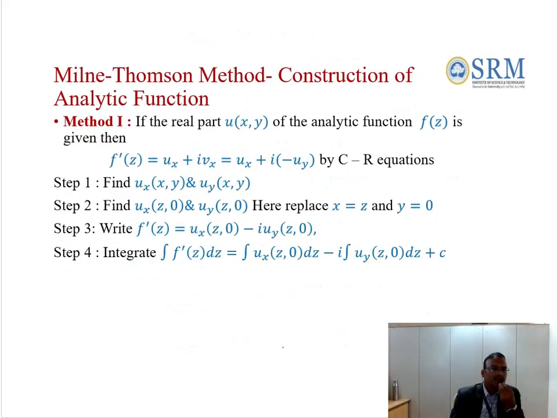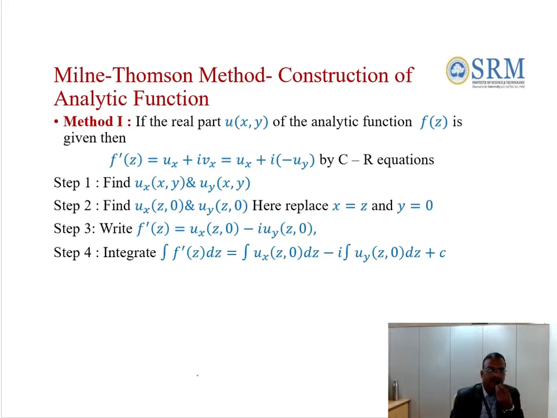Now let us see how to construct the analytic function by using the well-known Milne-Thomson method. There are two cases under the Milne-Thomson method. If the real part of the analytic function is given, then how do we construct the analytic function? There are 4 steps involved in this. Similarly, if the imaginary part of the analytic function f of z is given, then how do we construct f of z? Let us call the first one method 1.